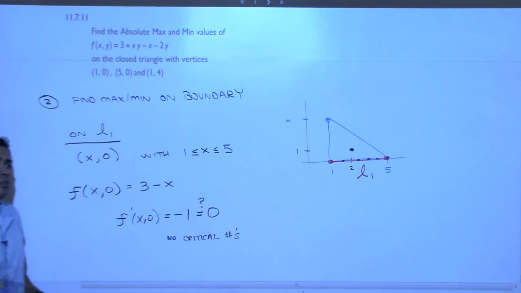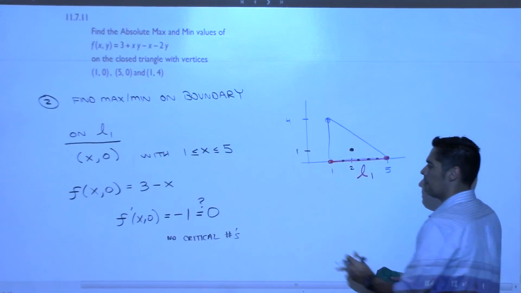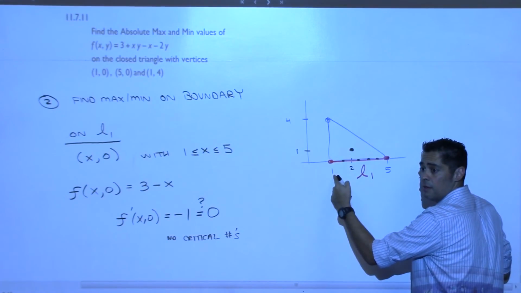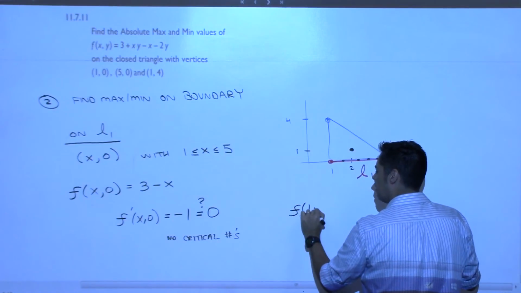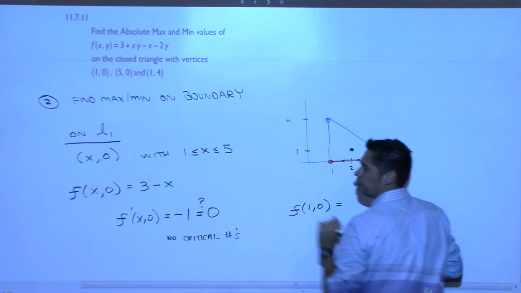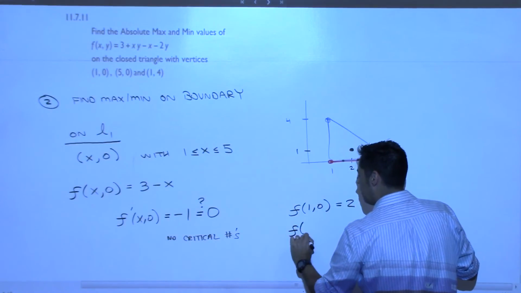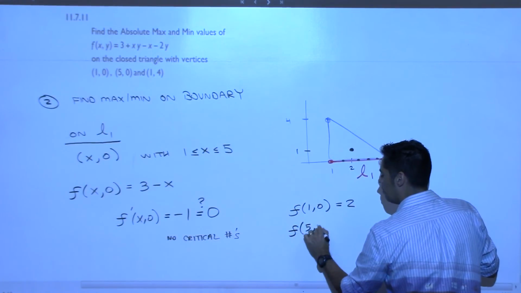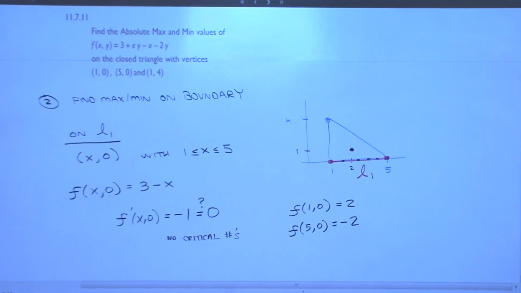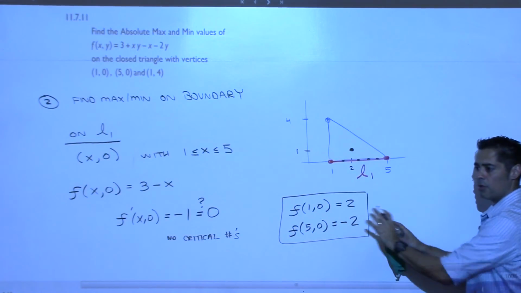So therefore, all I have to do is plug in the two endpoints. So can we do that? Plug in the two endpoints? So what would the first endpoint be? Plugging in 1 for x. So I'm really looking at what's f of 1, 0, which is right in here. 2. Okay, what's the other one? F of 5, 0, which would be -2. Got it? Okay. Save those. We'll come back to those in a minute.